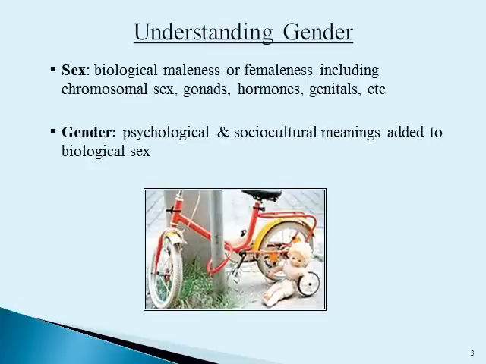Sex is biological and includes physical attributes like sex chromosomes, gonads, sex hormones, internal reproductive structures, and external genitalia. At birth, it is used to identify individuals as male or female. Gender, on the other hand, is far more complicated.